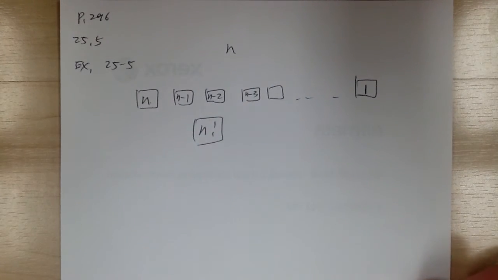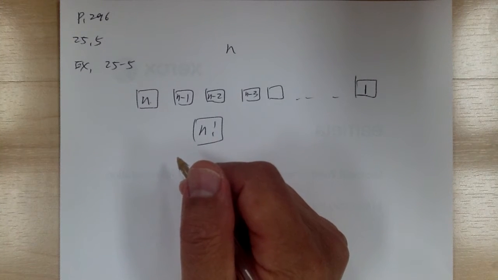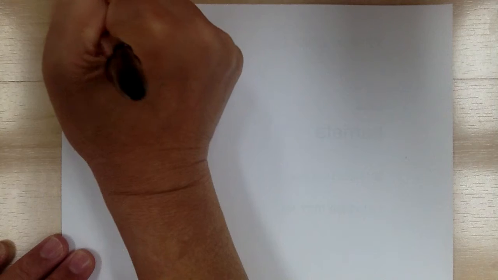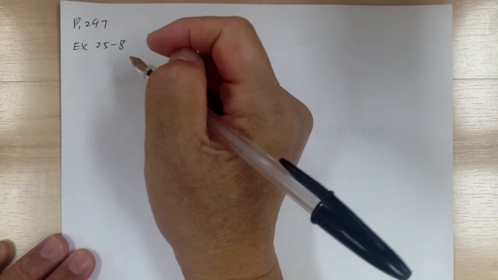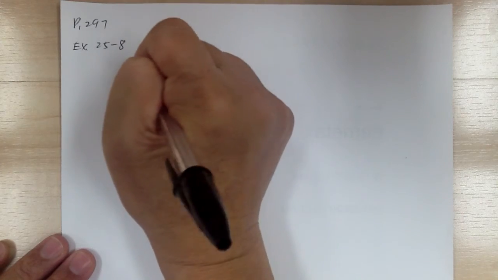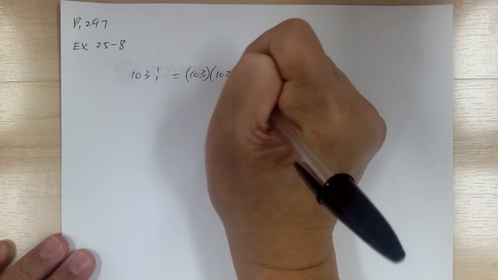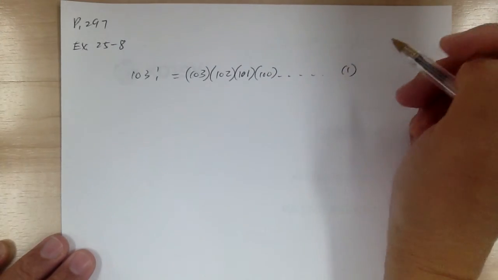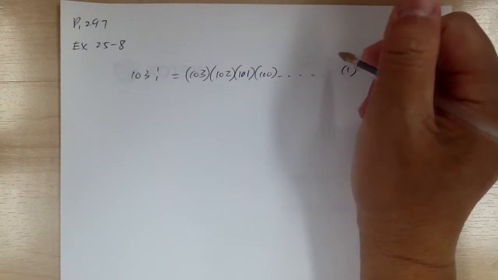Okay, let's do one more example. Let's go to example 25-8. It says here is a counting problem that can come up with factorials. How many zeros are there at the end of 103 factorial? So this is equal to 103 times 102 times 101 times 100 all the way to 1. Once you multiply, how many zeros? This is going to be a very huge number. So how many zeros are there?